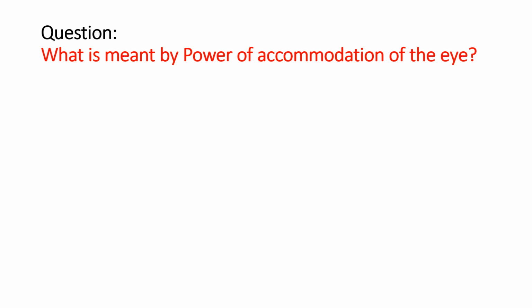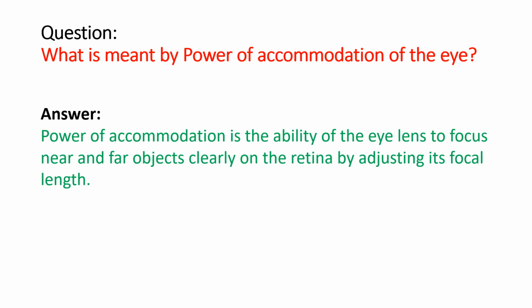First, what is meant by power of accommodation of the eye? If you remember. So children, power of accommodation is the ability of the eye lens to focus near and far objects clearly on the retina by adjusting its focal length.